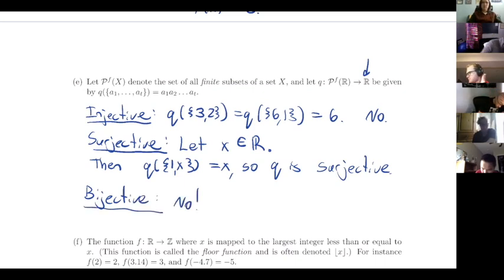Okay, and again, for it to be bijective, you would need a yes for both of those two previous properties. So we've done some examples now where you can see it's possible to be injective, not surjective. You can be surjective and not injective. You can be neither, you can be both. So these are really independent properties.